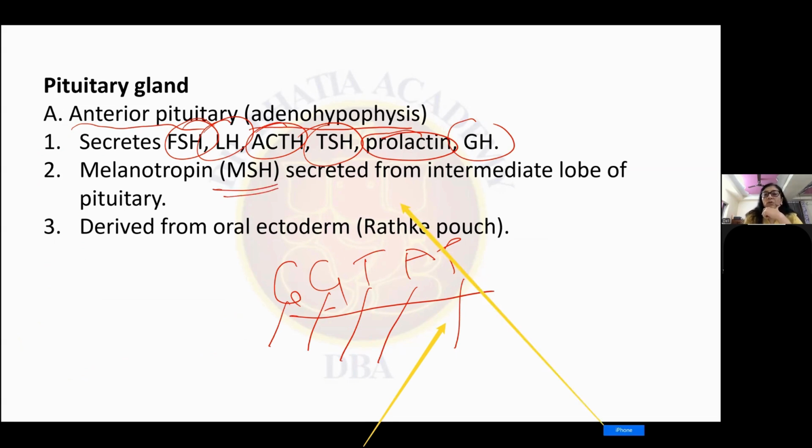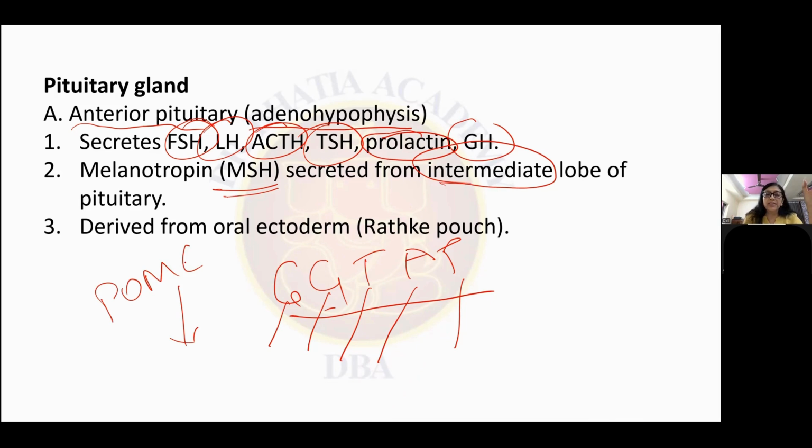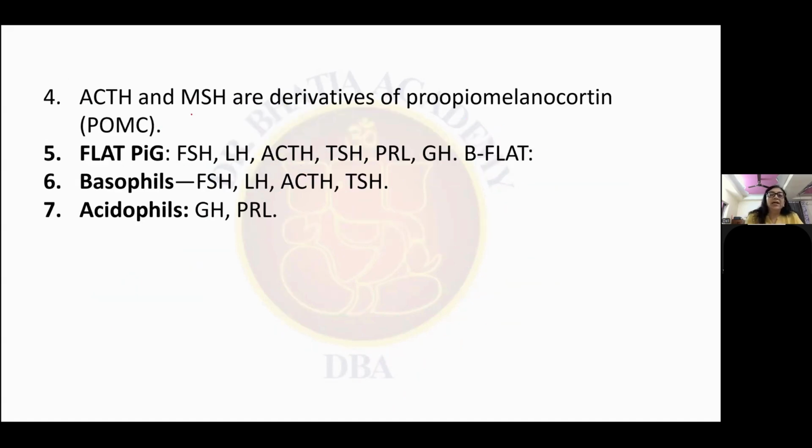MSH is another hormone secreted from the intermediate lobe. Basically, it comes from the pro-opiomelanocortin, which splits into MSH also. This is derived from the oral ectoderm, that is Rathke's pouch. We just studied how it is developed. The anterior pituitary is coming from the Rathke's pouch. Now, ACTH and MSH are both derived from pro-opiomelanocortin, that is POMC.